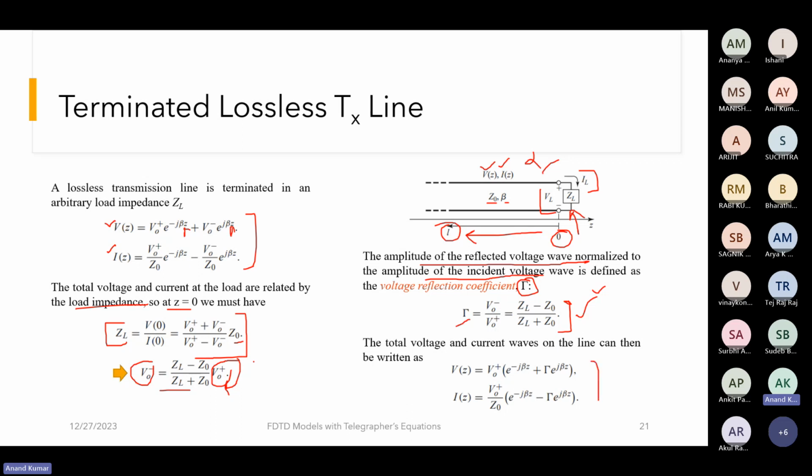What we have done is substitute V0 minus from here, using this gamma term. So we removed V0 minus and put in gamma and V0 plus. This is the expression for voltage and current through the transmission line. Maybe I'll pause here in case you want to go through the equations. Let me know if you have any questions on this.